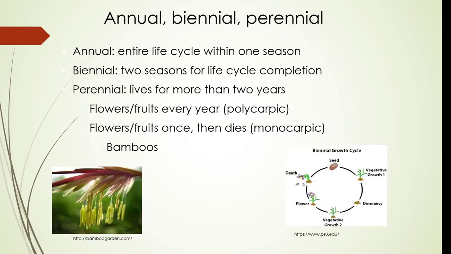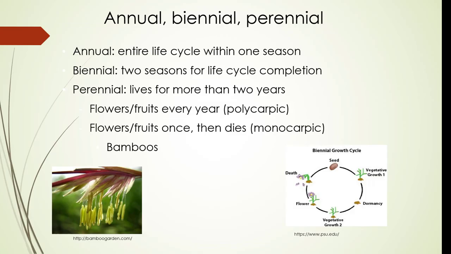Okay, annual, biennial, and perennial. Annuals, their entire life cycle concludes in one season. It's not one year, it's one season. Biennial is two seasons for a life cycle completion, and then a perennial lives more than two years. And flowers and fruits every year would be called polycarpic. Flowers and fruits once, then dies is monocarpic, and an example of that is bamboos.